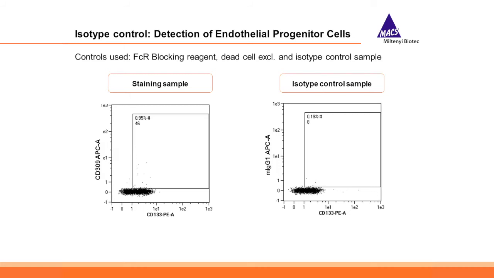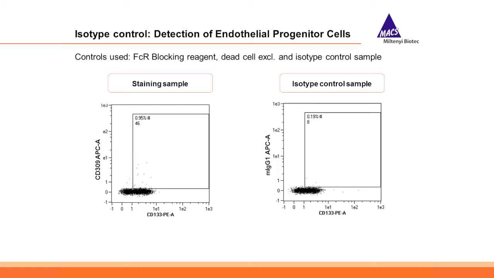Then I created an isotype control sample that you see here. I also stained CD133, but I wanted to check if the CD309 staining that we see here is really specific, or how much background I get just from the antibody conjugate. So I used an antibody that is non-specific for the cell, an isotype control. In this case, it's mouse IgG1, the same isotype as this one, conjugated to APC. This is the same dye.